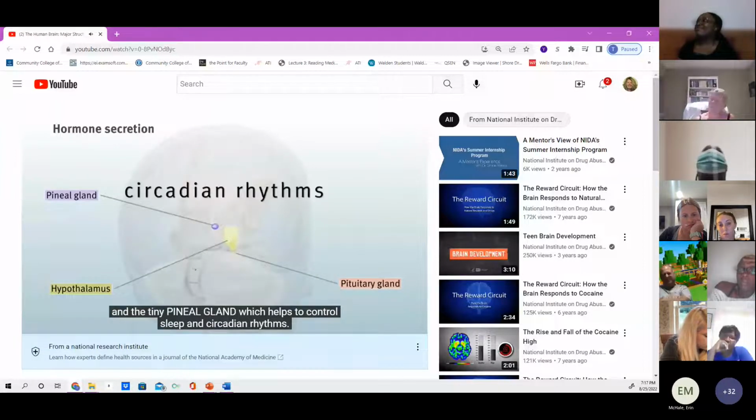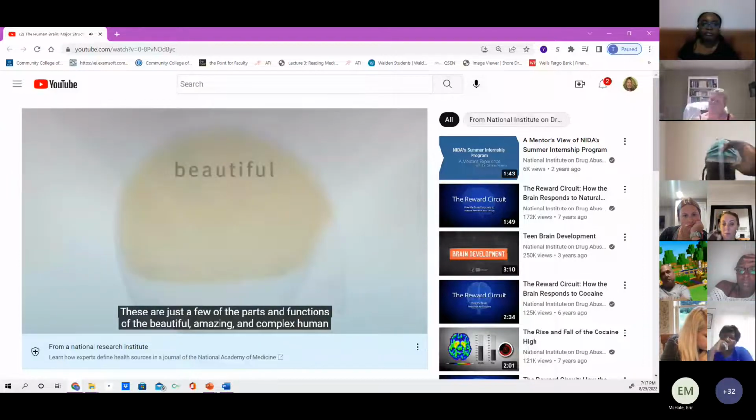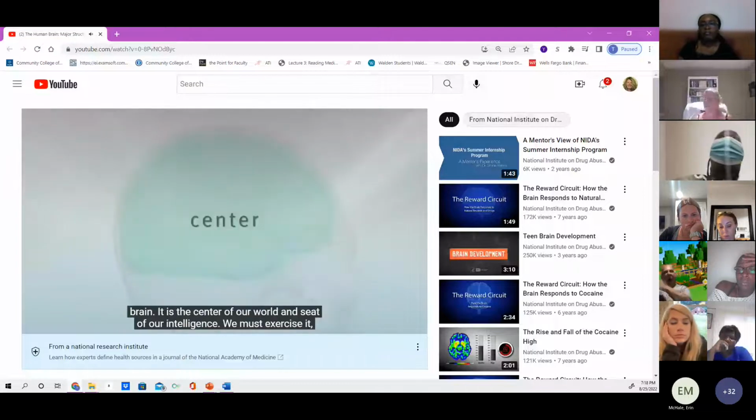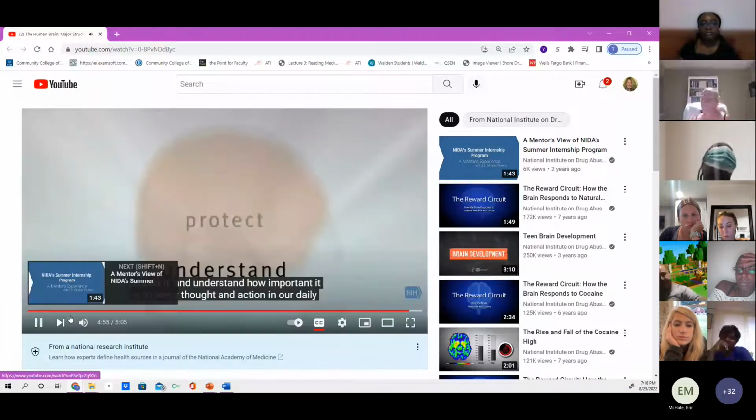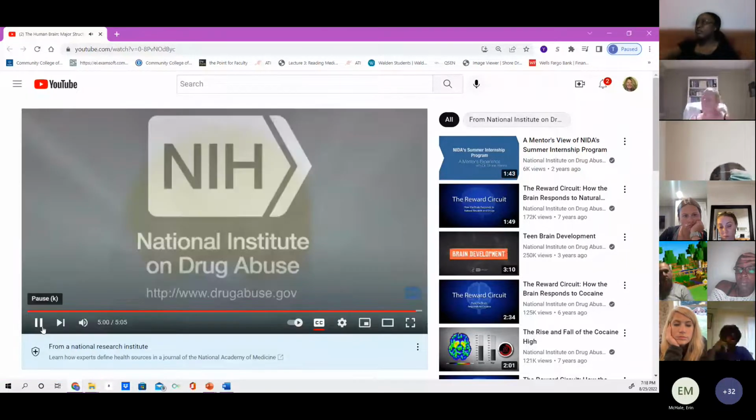These are just a few of the parts and functions of the beautiful, amazing, and complex human brain. It is the center of our world and seat of our intelligence. We must exercise it, protect it, and understand how important it is to every thought and action in our daily lives.